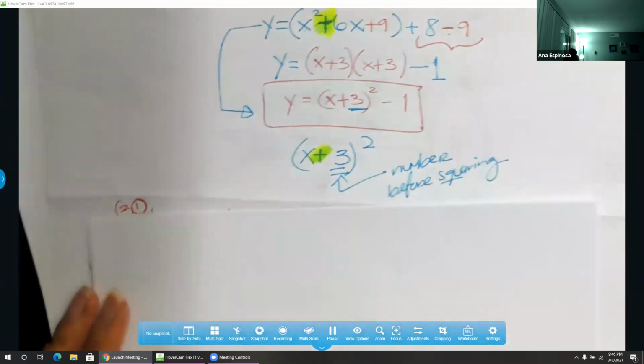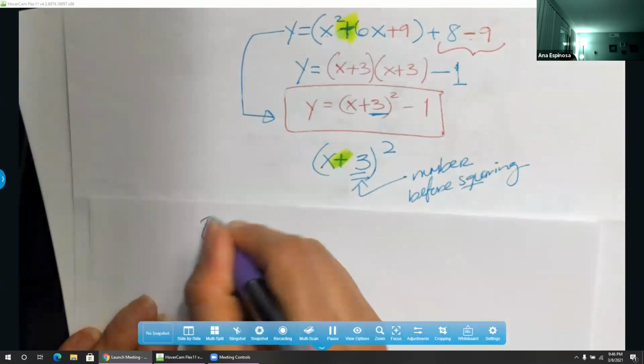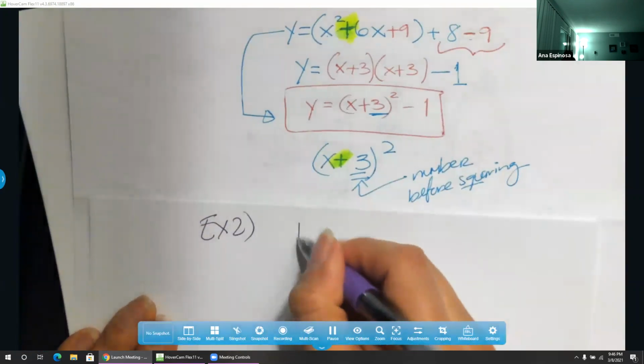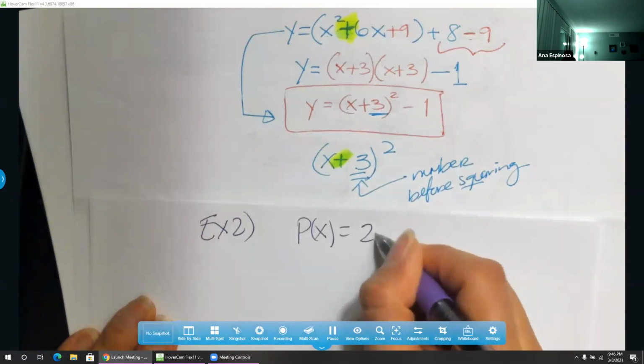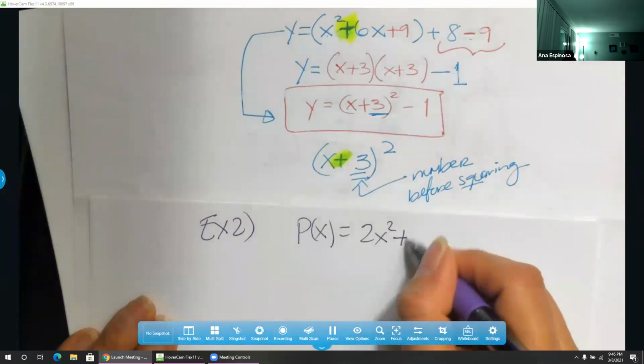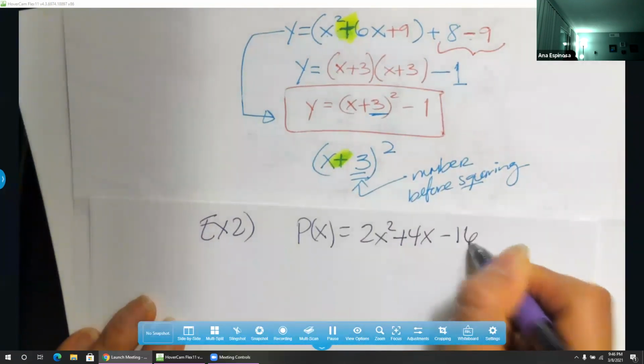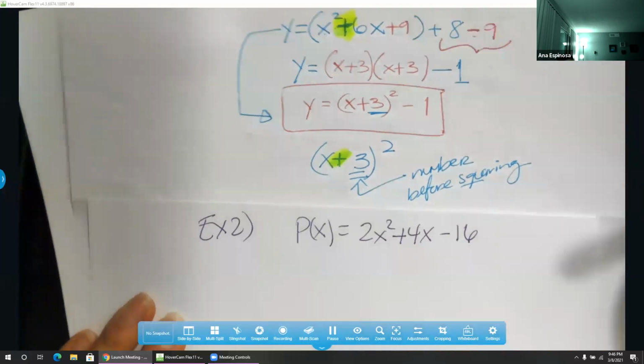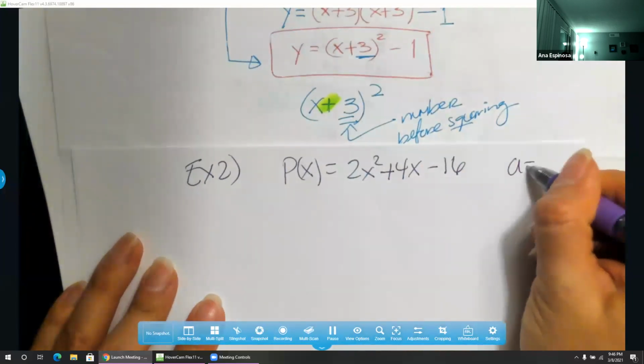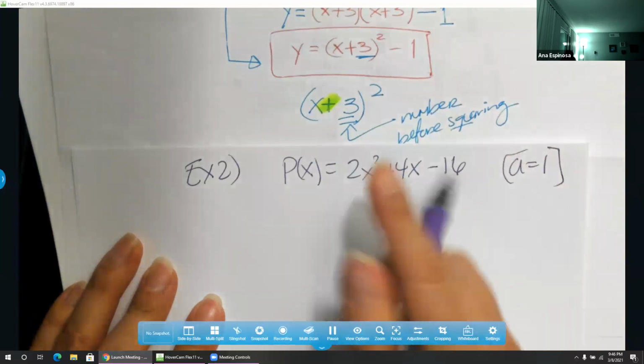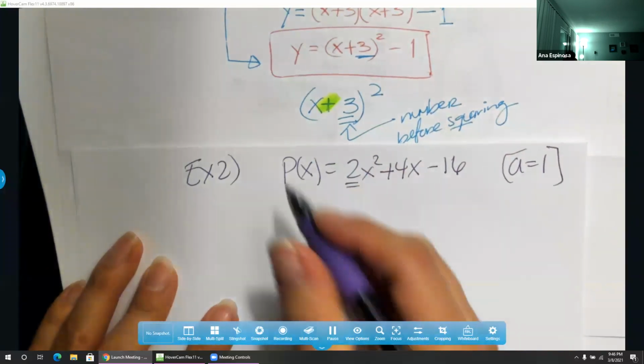I don't know, I have this paper in this one. P of x equals 2x squared. Okay, in order for you to complete the square, a has to be 1. It is not 1. There's a 2 in it. Okay.